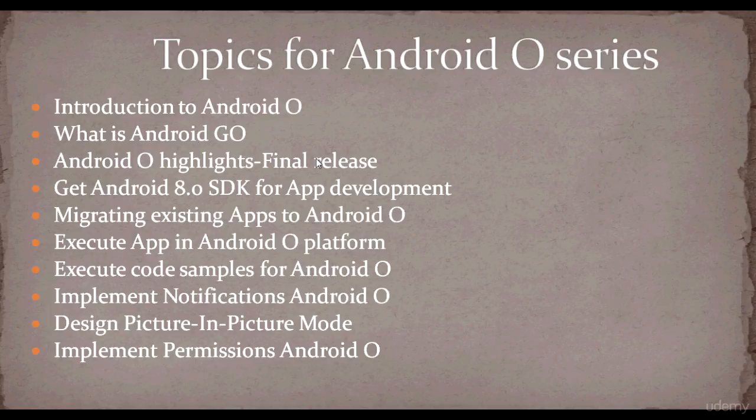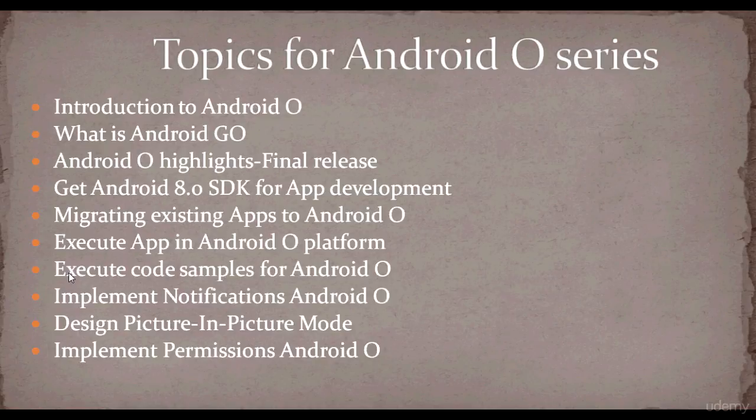I'll basically be discussing all those major highlights which have been released by Google in August 2017. So it will be the latest in the market and you should be aware of that as a developer, and how you can get the Android 8.0 SDK for app development. I'll tell you how to download and install the Android 8.0 SDK for Android app development, and how you can migrate existing apps to Android O. It is very important if your apps are running on Android 6, that is Marshmallow, or Nougat versions, that is Android 7, to know how you can migrate those for Android O phones.